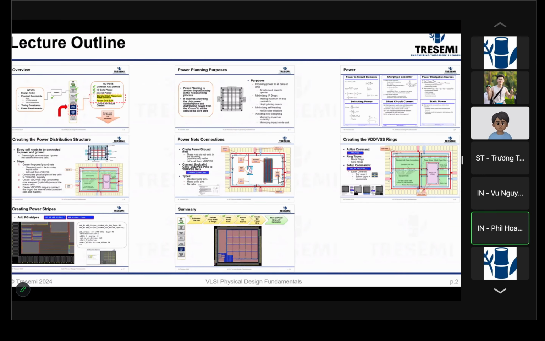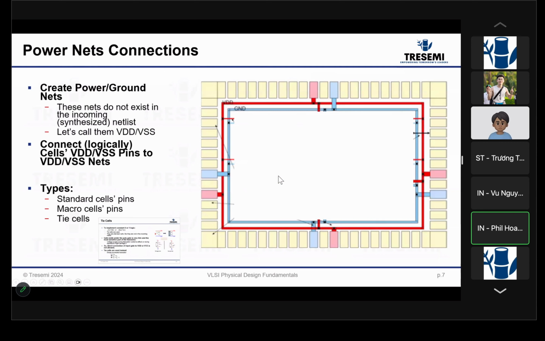So first of all, power net connection. Power net connections, like I said, are not in the synthesized net list. So we create a net, and we need to have a logical net in order to do any operations. Then you want to connect them. But first of all, let's go through some terminology.